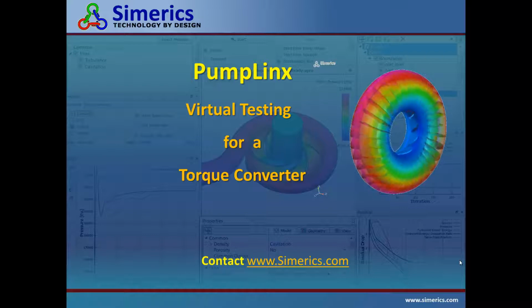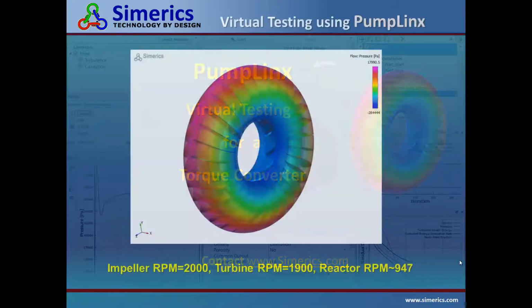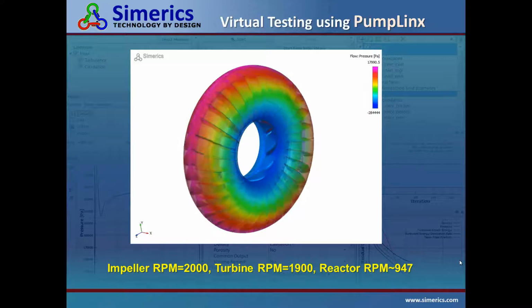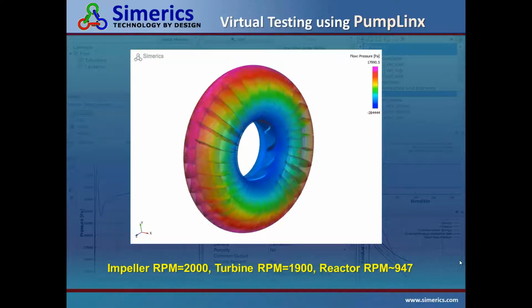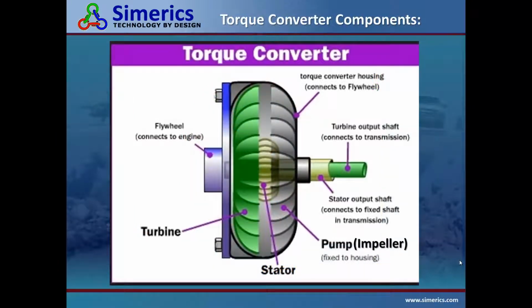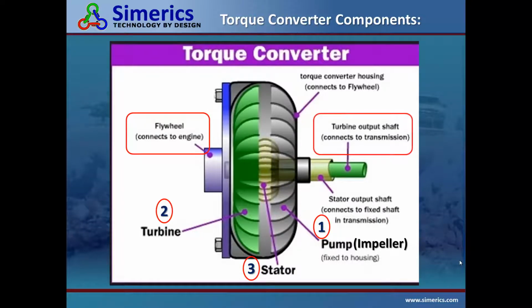Welcome to Sumerix. This presentation shows how the virtual testing CFD software PumpLinx is used to model an automobile torque converter. A torque converter is a device encasing three rotors spinning in a fluid, which allows the torque from the engine to be conveyed to the transmission in a controlled manner.